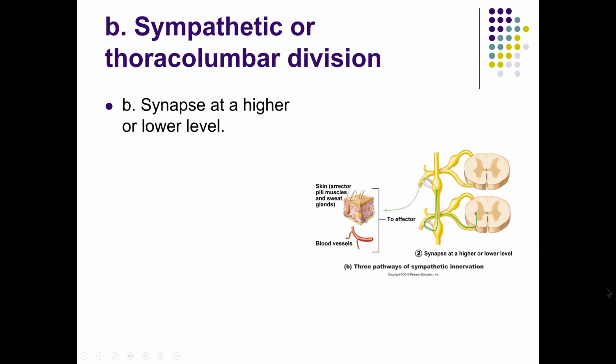It can synapse at a higher or lower level. So here it is coming out, the preganglionic fiber. And so rather than synapse at the sympathetic trunk, this is a sympathetic trunk on each side of the spinal cord, it can either go up or down to a higher or lower level, and then synapse, and then have the postganglionic fiber coming out after that.